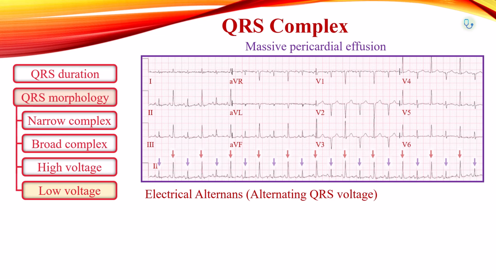Low-voltage QRS complex can also be seen in obese person, COPD with hyperinflation, generalized edema, infiltrative cardiomyopathy like amyloid cardiomyopathy, myocarditis, hypothyroidism, and prior myocardial infarction.